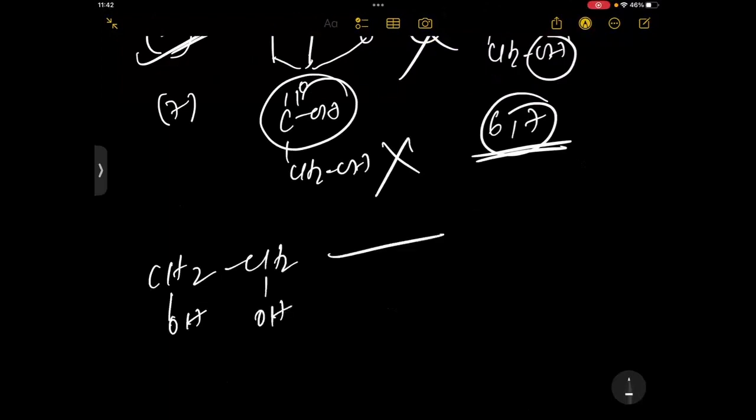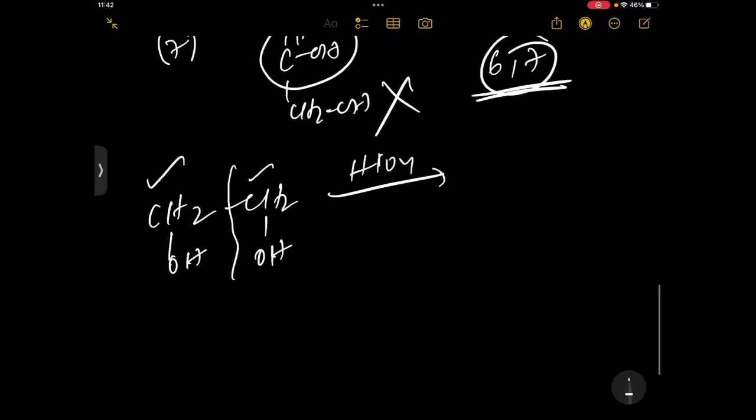And when we take HIO4, you can write it in a very short manner. Otherwise, every time it is not possible to draw the mechanism and write the products; it will take time. Simply write here: one bond will break, and you write OH here and one OH here. So what happened? Can I write here CH2OH, OH, okay, for this compound.